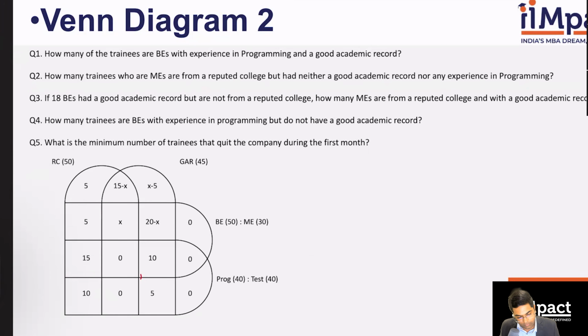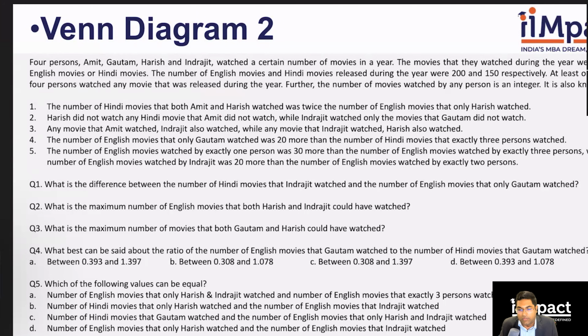So moving on. I think this set again is on a similar line. Guys, tell me how do we go about this set? So we have 4 people, A, G, H, I, who watched a certain number of movies in a year. The movies they watched during the year were either English movies or Hindi movies. The number of English movies and Hindi movies released during the year are given to us. And at least one of the four watched any movie that was released during the year. And then we have some clues.